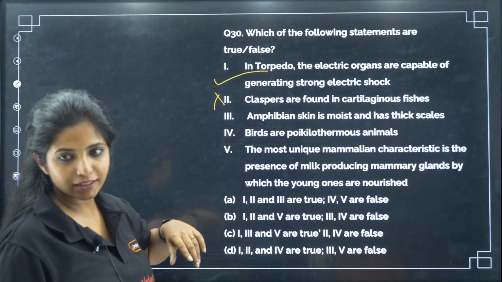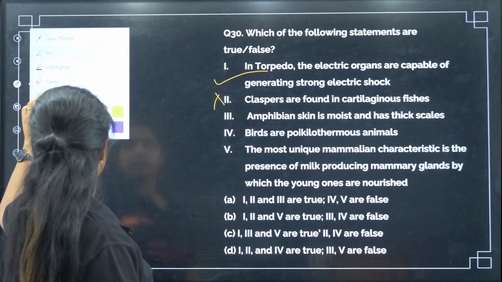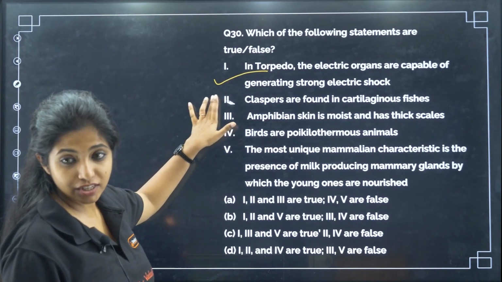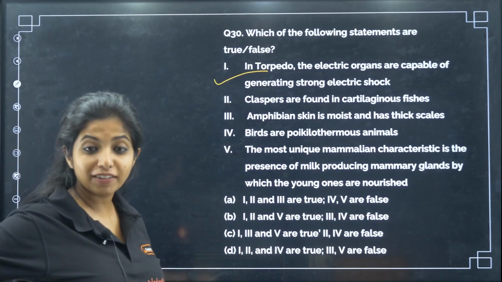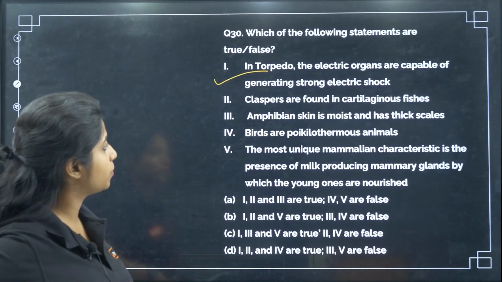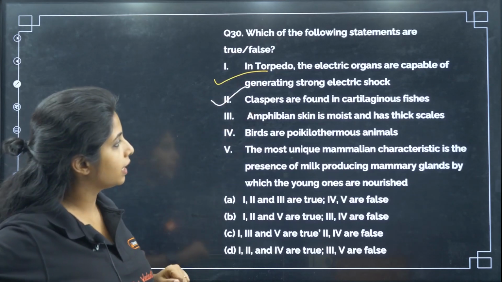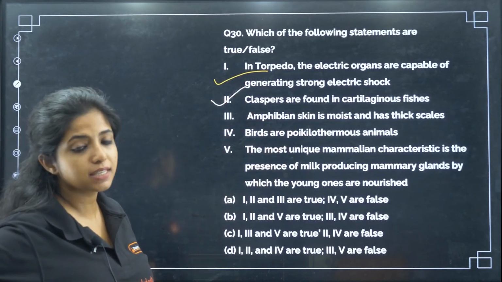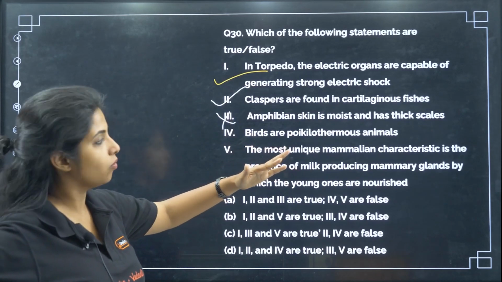Is this wrong or is it right? Fast. Think. In shark we studied that they have claspers, and claspers are very important for sexual reproduction to happen, my dear children. Okay, so this is correct. Okay, amphibian skin is moist and has thick scales. Wrong. They have moist skin, but the scales, no.